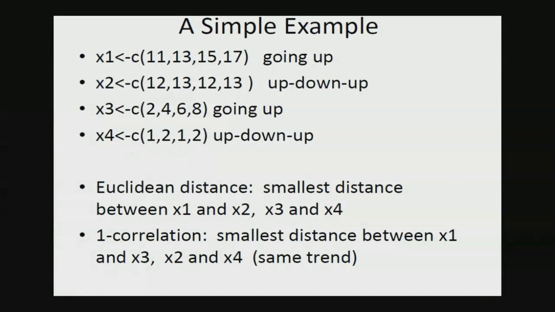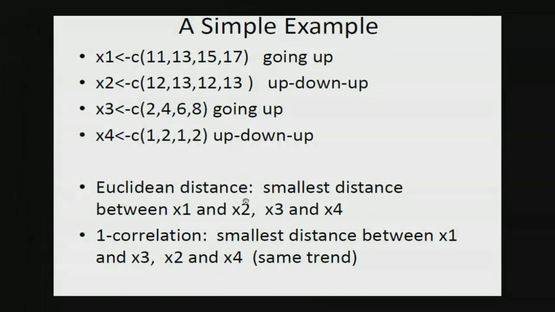So if we use Euclidean distance, the smallest distance will be between x1 and x2, right? Because they are similarly expressed. They are all highly expressed genes. X3 and X4 will fall into the same category as lowly expressed genes. Okay? But if we use correlation to look at these 4 vectors, the smallest distance will be between gene 1 and gene 3 because they're all going up. So they show the same trend. And also between X2 and X4 because they also show that up, down pattern.